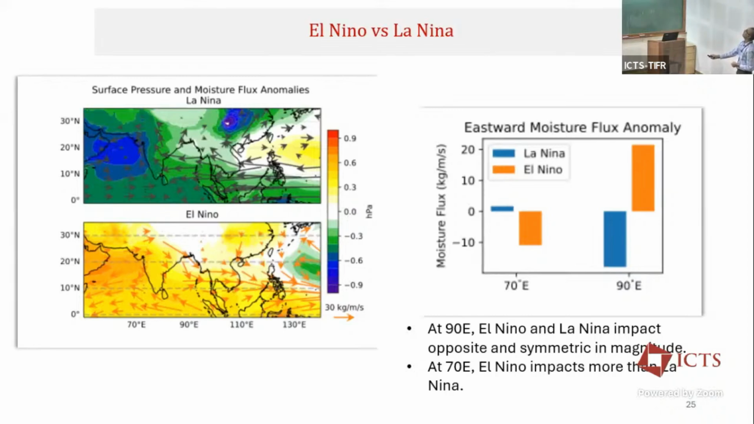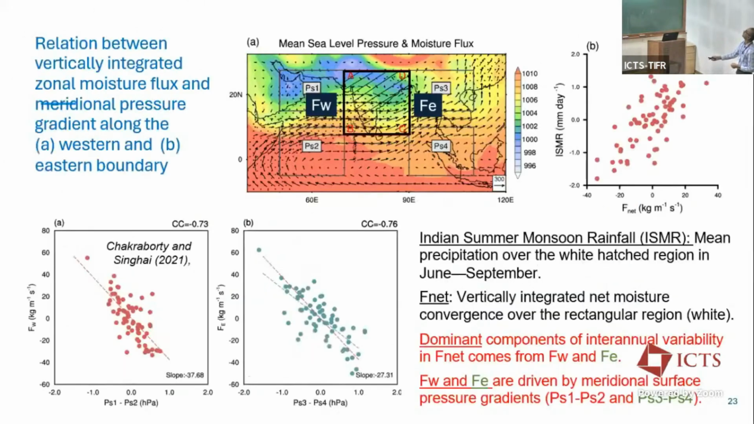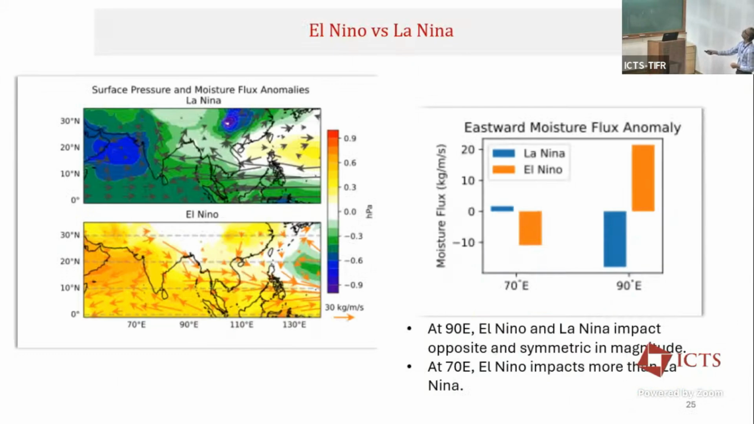At the same time, this region also gets a lower value, so you get these anomalies from the east also. So basically, this suggests that the outgoing moisture flux is less here at 90 east, and the incoming moisture flux is large here at 70 east. For the El Ninos, the incoming moisture flux decreases at 70 east, and the outgoing moisture flux increases at 90 east.